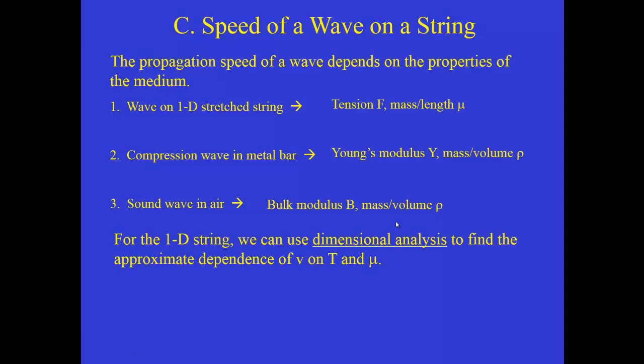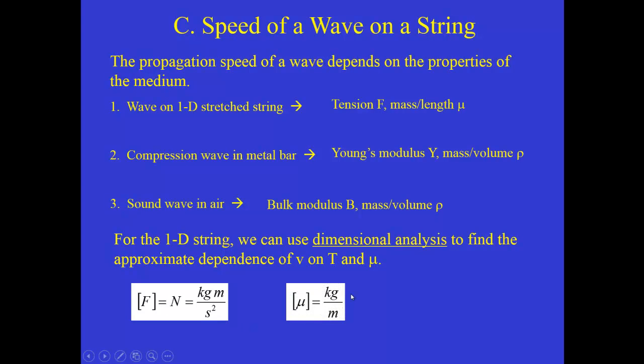So for the one-dimensional string, if we know that these two quantities are the only important properties of the medium that affect the wave velocity, we can look at the dimensions of those two quantities and the dimensions of v, which is what we're trying to find an expression for, and we can see how v depends on the tension, and that should be F rather than T, but how the velocity of the wave depends on the tension and the mass per unit length. So let's look at the dimensions for a second. All right, dimensions of tension are force, which is newtons, kilogram meter per second squared. The dimensions of the mass per unit length is just kilograms per meter.